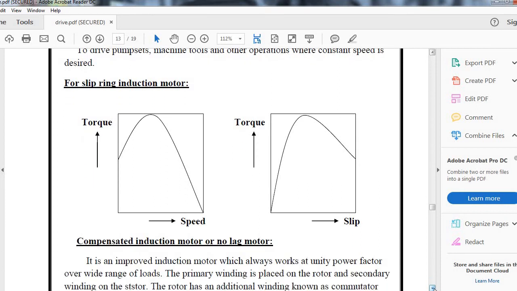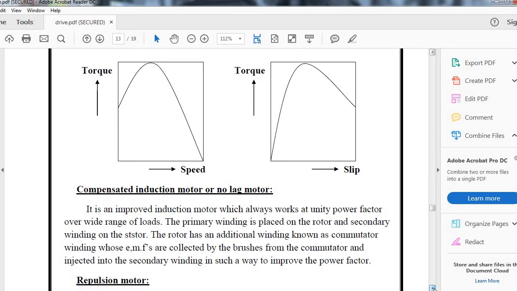Compensated induction motor or no lag motor. It is an improved induction motor which always works at unity power factor over a wide range of loads. The primary winding is placed on the rotor and the secondary is on the stator. The rotor has an additional winding known as the commutator winding, whose EMF is collected by the brushes from the commutator and injected into the secondary winding in such a way as to improve the power factor.